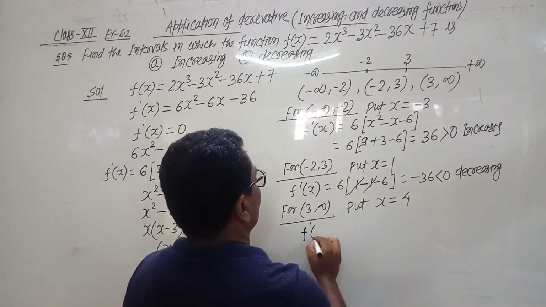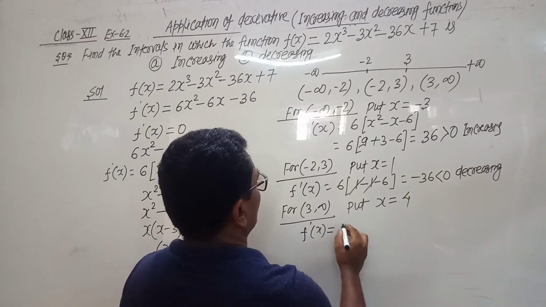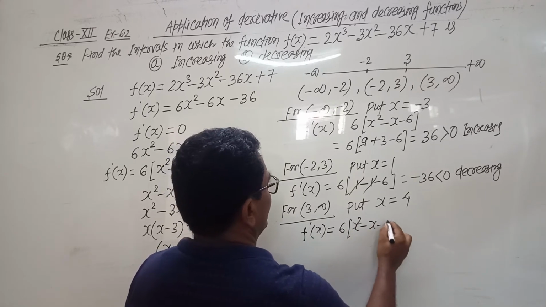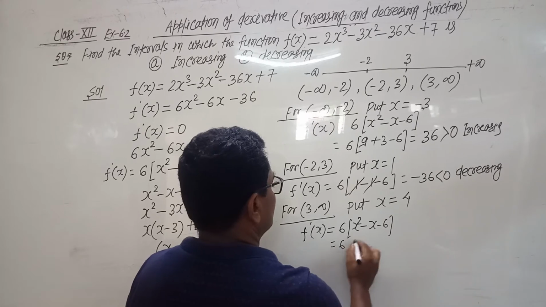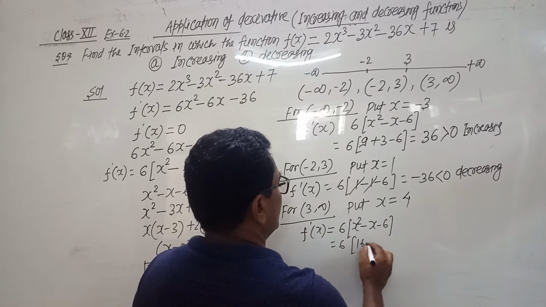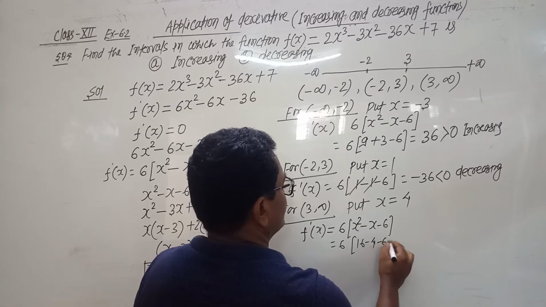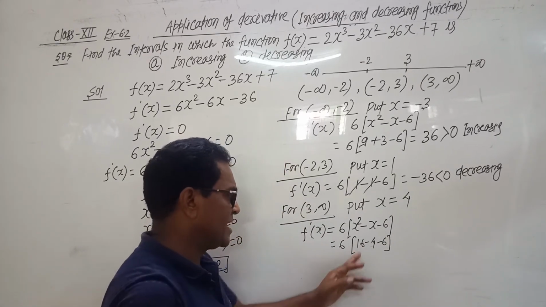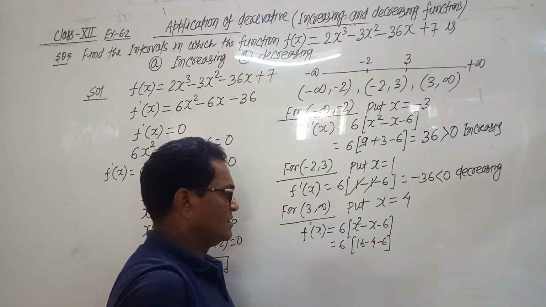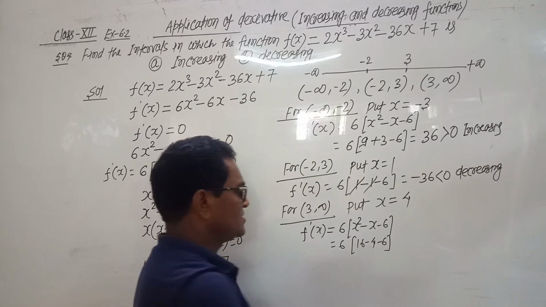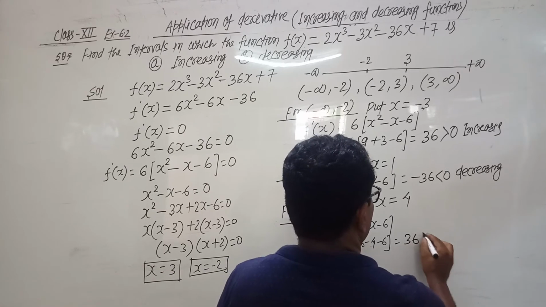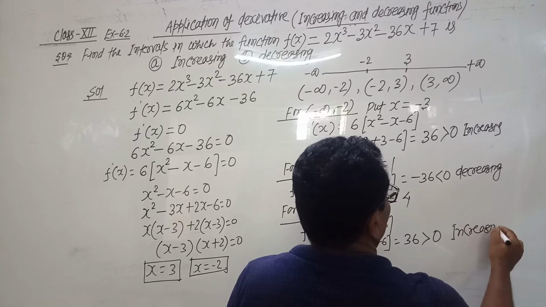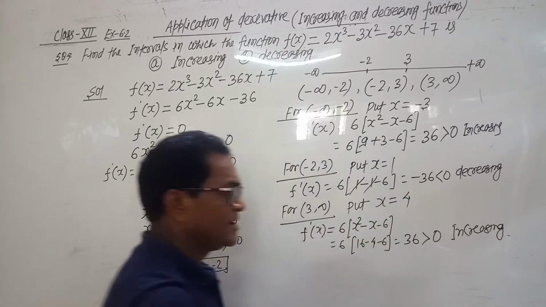So f dash x is given as 6 times of x square minus x minus 6, and the value of x is taken as 4. 4 squared is 16, minus 4 and minus 6. So we get 16 minus 4 minus 6, which is 16 minus 10, that is 6, into 6, 36, which is again greater than 0, meaning in this interval the function is also increasing.